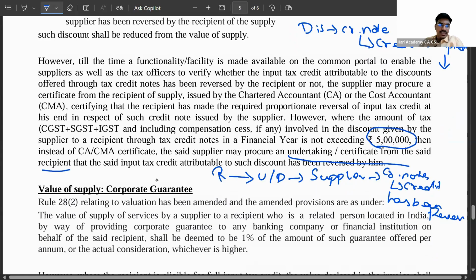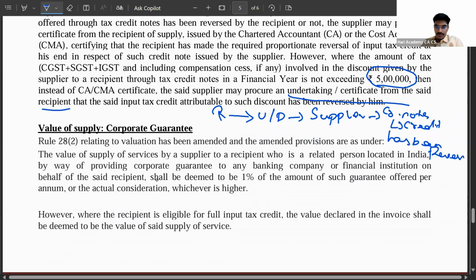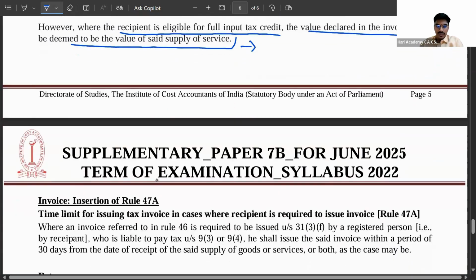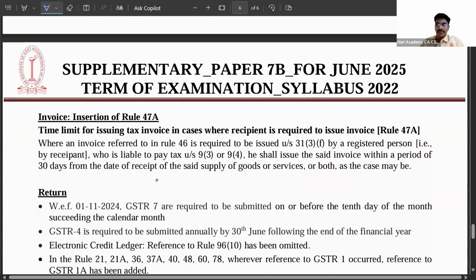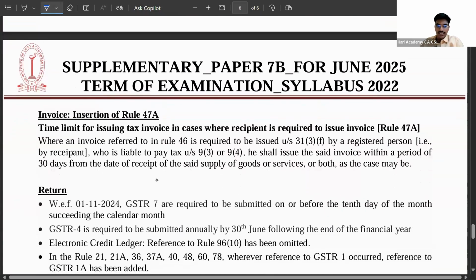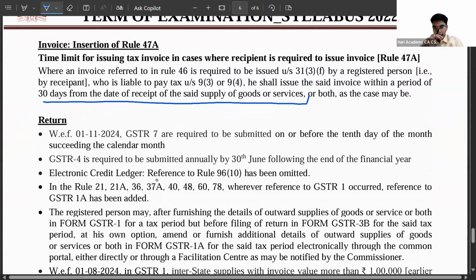So this has happened. Next is value of supply in case of corporate guarantee. Here what they have said is, if the recipient is eligible for full ITC, then whatever value is declared in the invoice shall be deemed to be the full value of supply. So this 1% is not applicable if the recipient is eligible for full credit, right? Next is rule 47A, where the recipient is required to issue the invoice. They have said that within 30 days of receipt of supply of goods or service, the recipient is required to give the invoice.